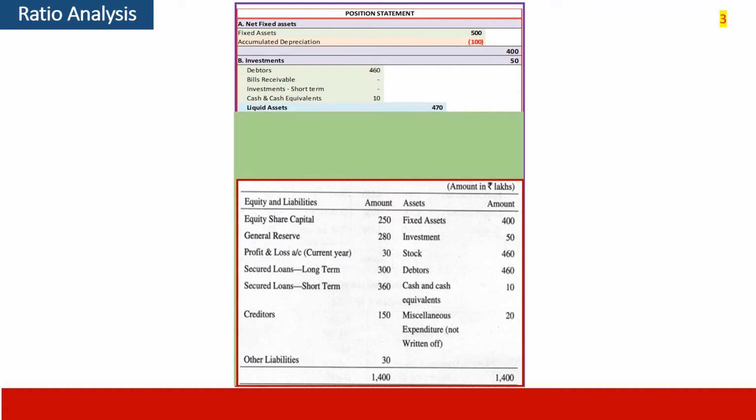Once that is done, we come into components of liquid assets. Liquid assets means that which can be converted into cash in the short term. Cash, investments of short term, bills receivable, and debtors. These are the four items which come into liquid assets. Okay, along with liquid assets, we have got other assets which go into current assets. What are they? Stock and prepaid expenses. Stock may be stock of materials, stock of finished goods. Then prepaid expenses. When you add to liquid assets these two, you get the total current assets.